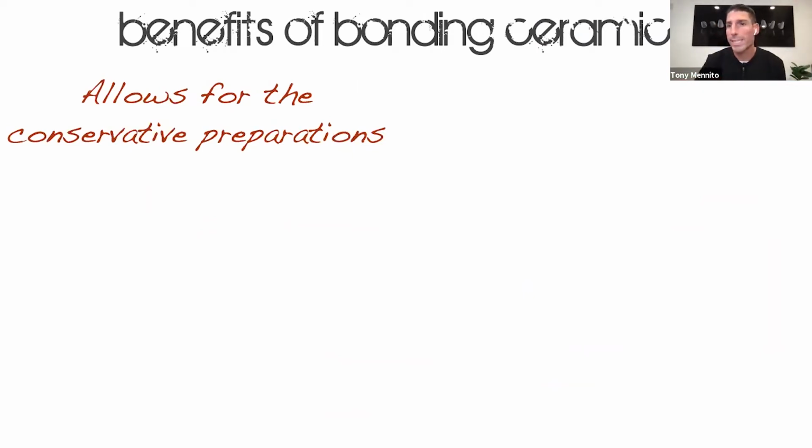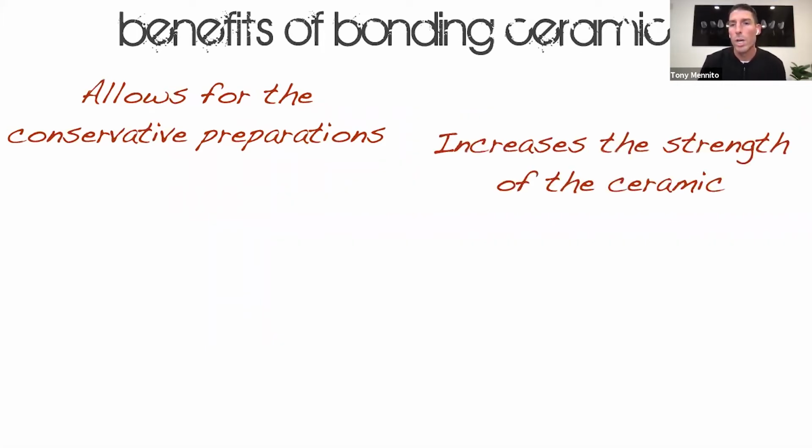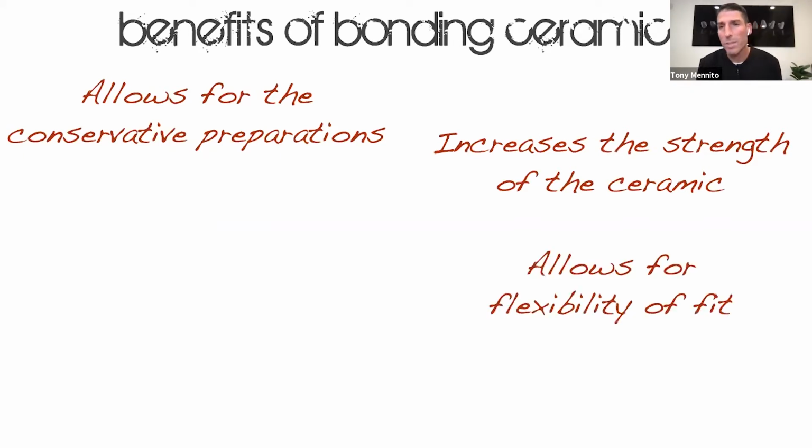I would get kicked out of dental school now for the restorations that I do in my practice because they have no retention and resistance form for the most part. So we can really save a lot of tooth structure by bonding our ceramics to the tooth. It also increases the strength of the ceramic, as I talked about. That ceramic is supported by the resin cement, and it increases the strength. And it allows for flexibility of fit.